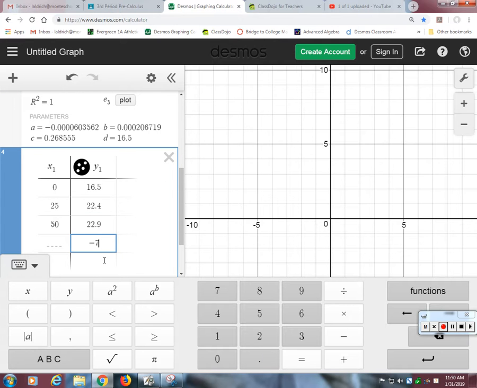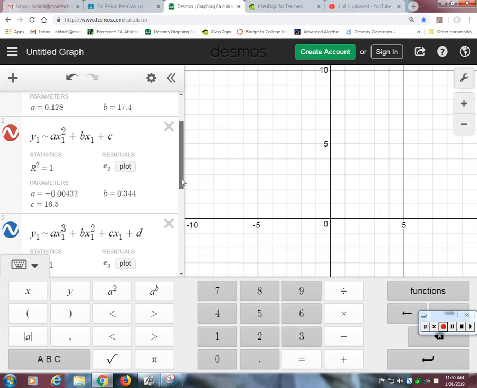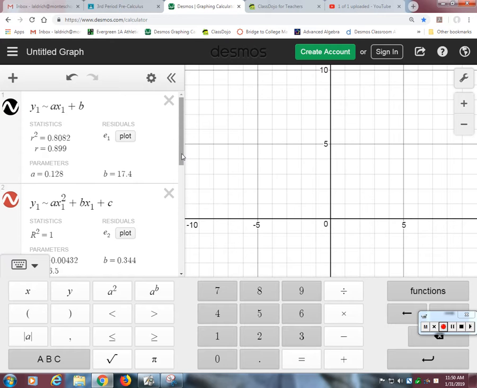Okay, and then I want to get rid of the last one. Okay? All right, so once again, I have to make a little bit of a choice. Which model do I think is the best? Okay? So if I look at the first one right here, this is about 80% accurate.